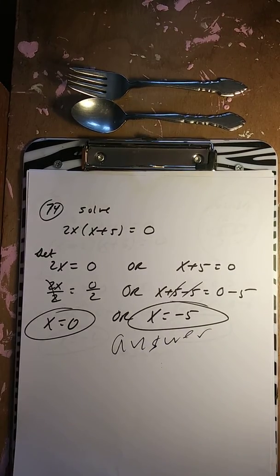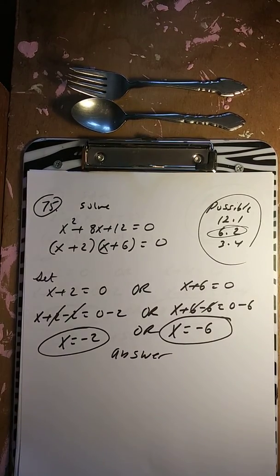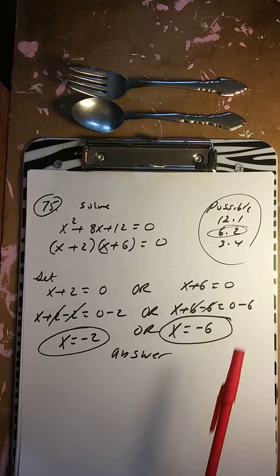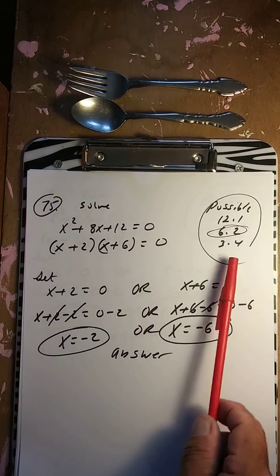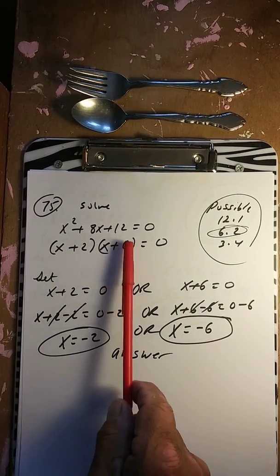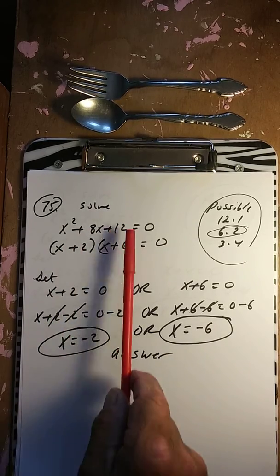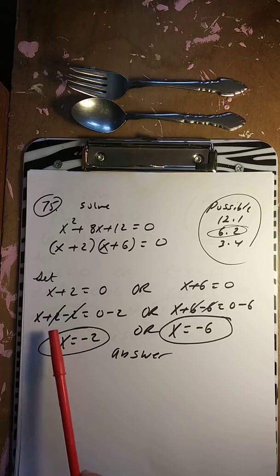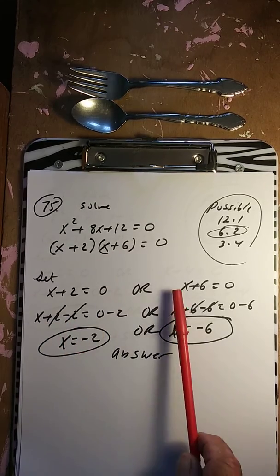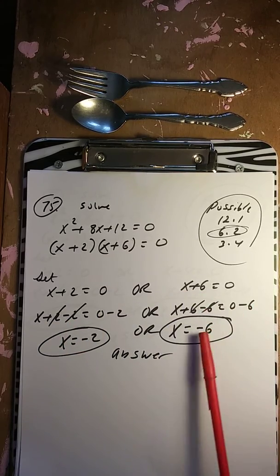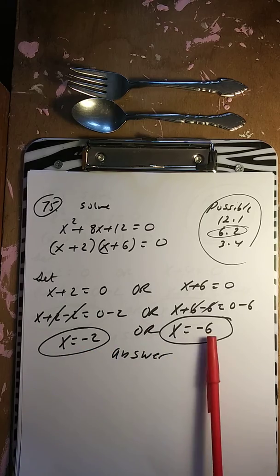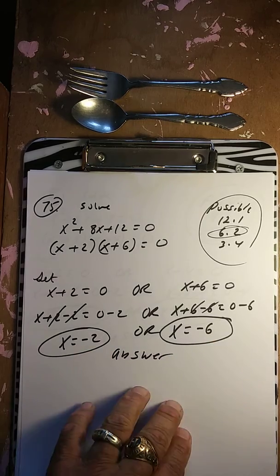Alright, next one. x squared plus 8x plus 12 equals 0. So possible numbers are 12 and 1, 6 and 2, 3 and 4. Say 6 and 2. 2 times 6 is 12, and 6 plus 2 is 8. x and x, x squared. So this matches, yes. x plus 2 equals 0. Minus 2, minus 2, so x is negative 2. Or x plus 6 equals 0. Minus 6, minus 6, so x equals negative 6. So negative 2 and negative 6. The answer.